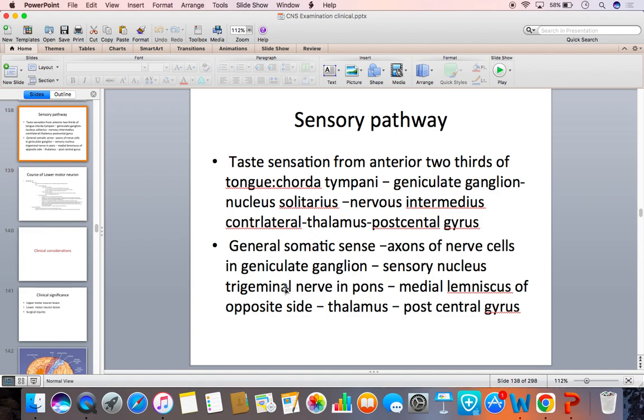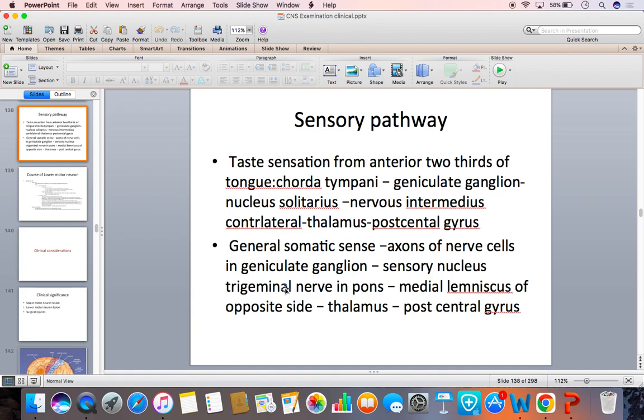To mention again, taste sensation from the anterior two-thirds of the tongue via chorda tympani goes to the geniculate ganglion, from there to the nucleus solitarius, then the nervus intermedius on the contralateral side carries these modalities of the sensation of taste to the thalamus and the postcentral gyrus and to some extent to the hypothalamus.